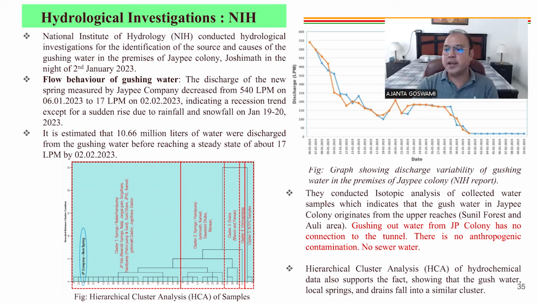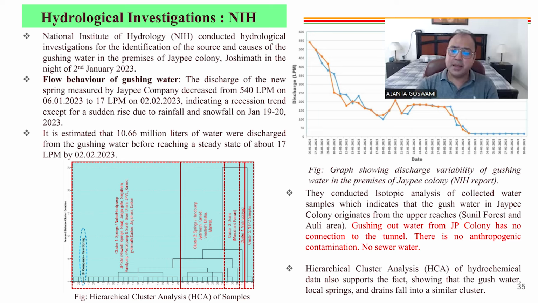They conducted isotopic analysis of collected water samples, which indicates that the gush water in JP Colony originates from the upper reaches, which is the Sunil Forest and Oli area. This is a very interesting finding from NIH. According to NIH, the water collected from JP Colony, where it gushed out at 540 liters per minute, is not contaminated by any anthropogenic sources, nor was it from the tunnel. Rather, the source of that particular water is the Sunil Forest as well as the Oli area. And the result is shown here.